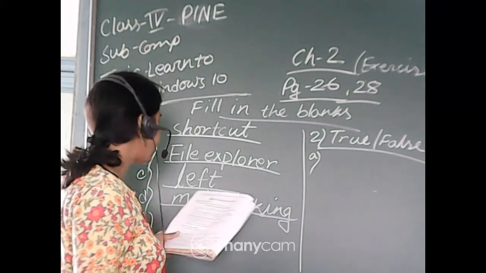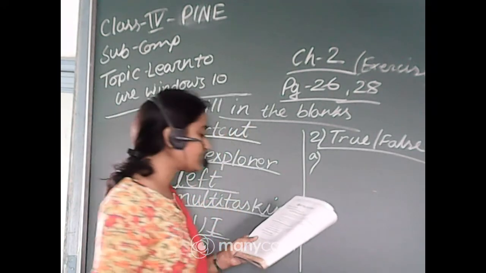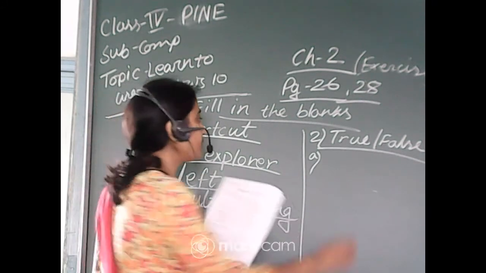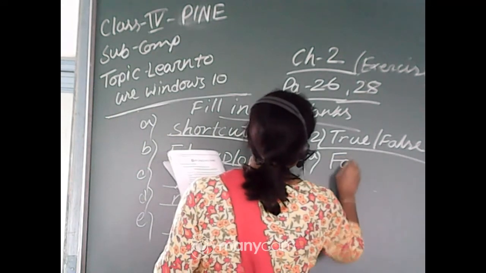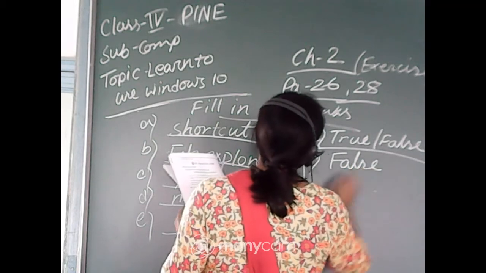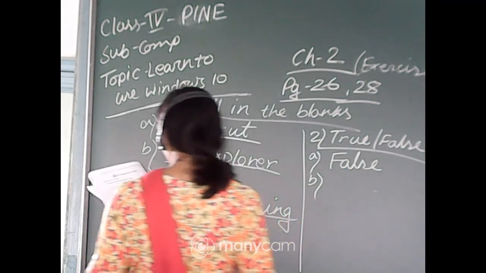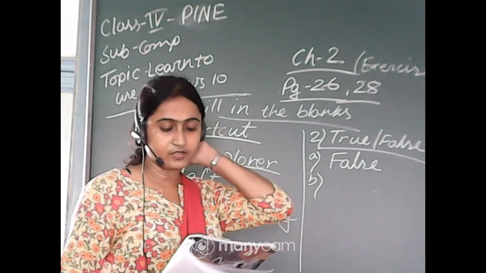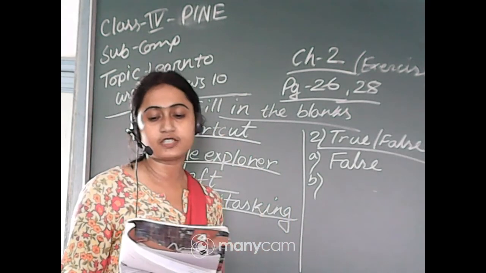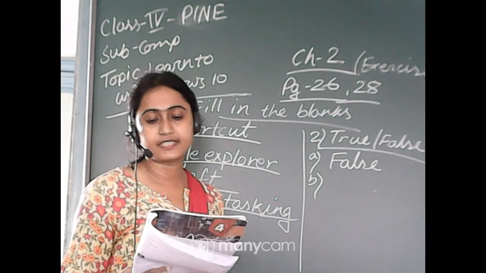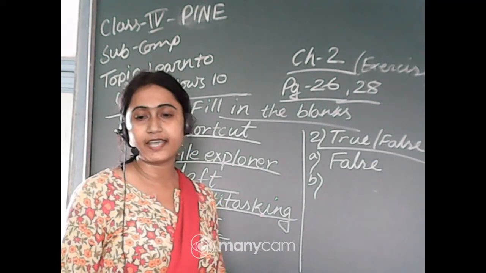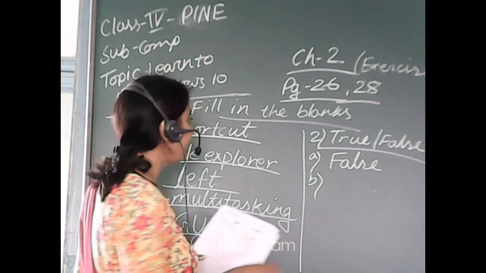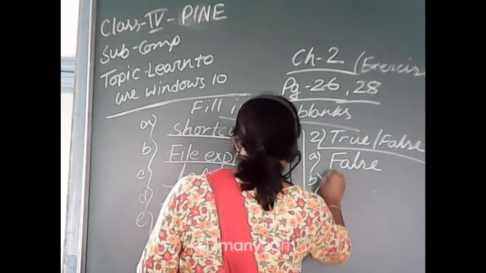Next, number A. We cannot create a folder in Windows 10. It is false because we can create one. Number A, false. Next, number B. When we click on the minimize icon, the window shrinks to the taskbar. Yes, it is true. Both are correct, beta. Number A, false, and number B, true.